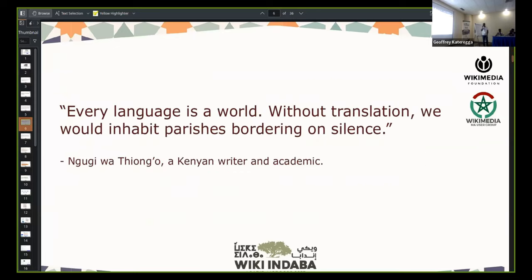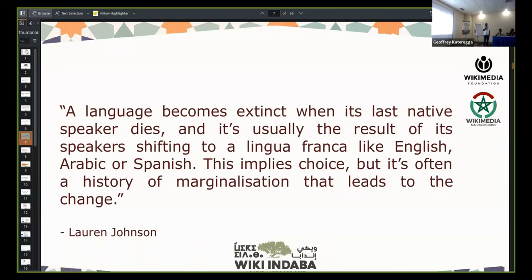I have another quote from one of my favorite Kenyan writers, Ngugi, who says that every language is a world, and without translation, we would inhabit parishes bordering on silence. And one more quote, the last one, by Lauren Johnson, an Australian journalist who did a lot of work in Aboriginal communities. She says, a language becomes extinct when its last native speaker dies, and is usually the result of its speakers shifting to a lingua franca, like the dominant languages of the world. This implies choice, but it's often a history of marginalization that leads to this change.